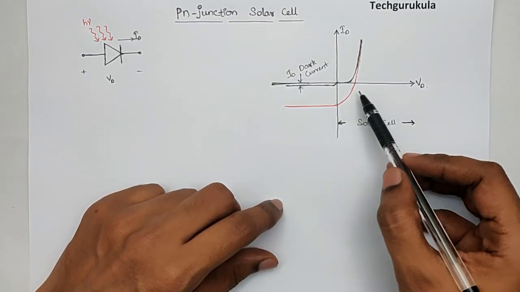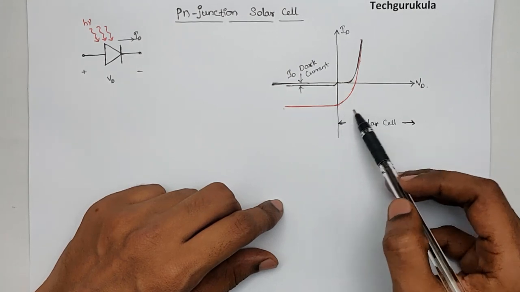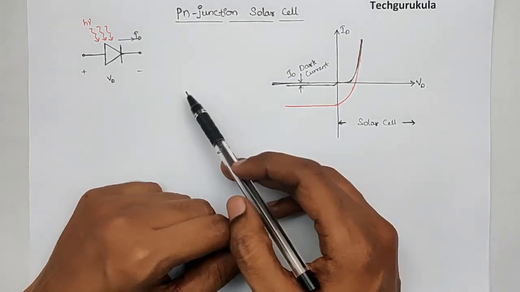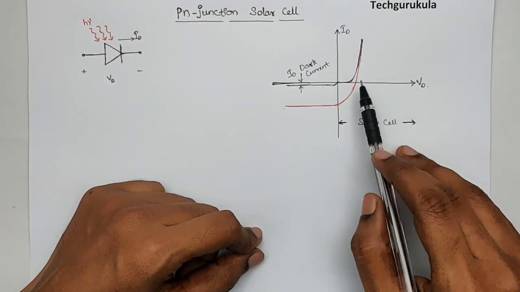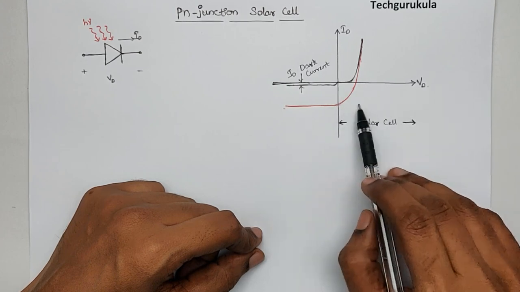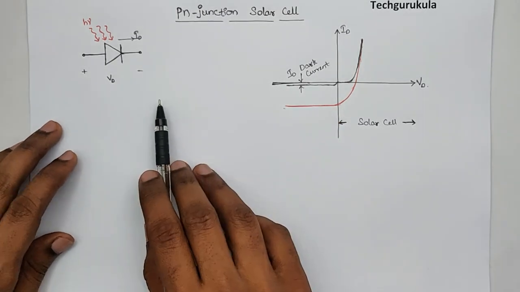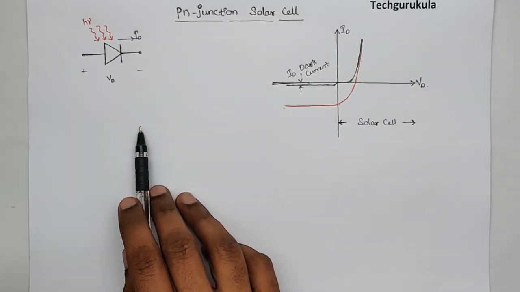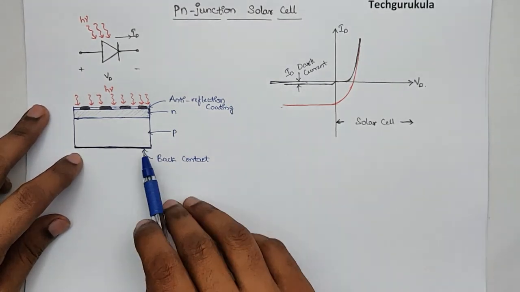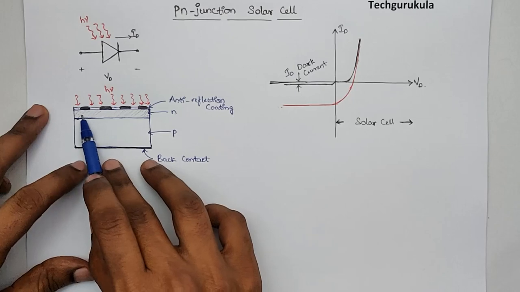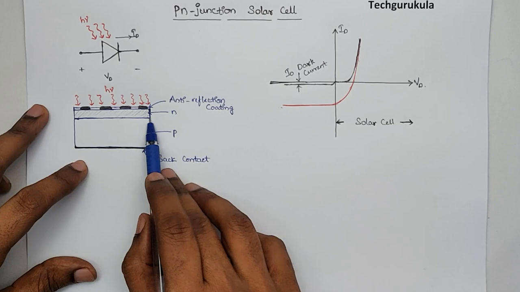But in order to take the full benefit or harness the characteristics in this region, we cannot use a normal diode. The diode should be manufactured in a specific way to enhance and use the characteristics in this region. So that's why the PN junction solar cell is manufactured in a very specific way. I'm going to take that structure here. This is how the structure would be of a PN junction solar cell, in which we can see here, this is N-type material, this is P-type material, hence this is the junction between them.